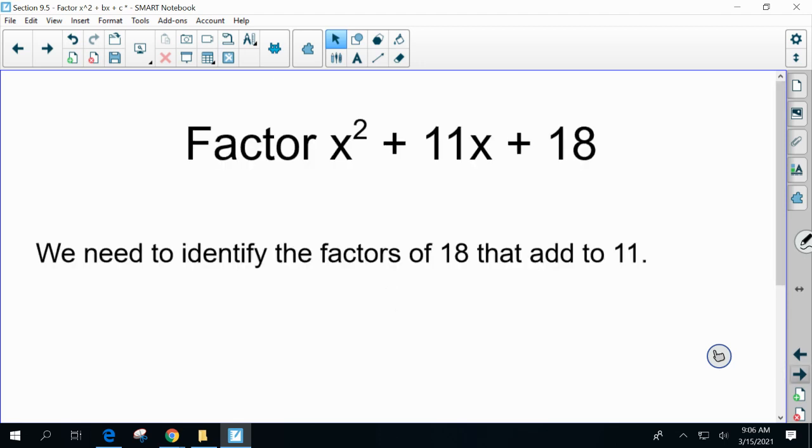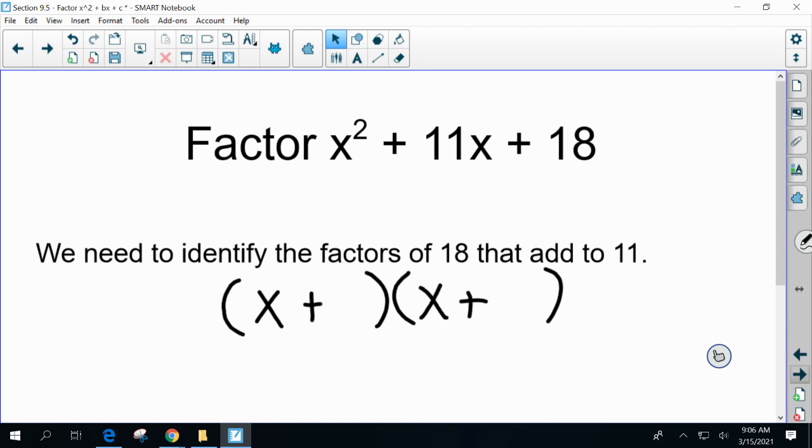Okay, so let's try the next one. So factor x squared plus 11x plus 18. So look at your signs. You have plus plus. So my 2 parentheses, I'm going to go ahead and put a plus plus. And then I have x squared at the beginning, so I'm going to break that apart and have x and x.